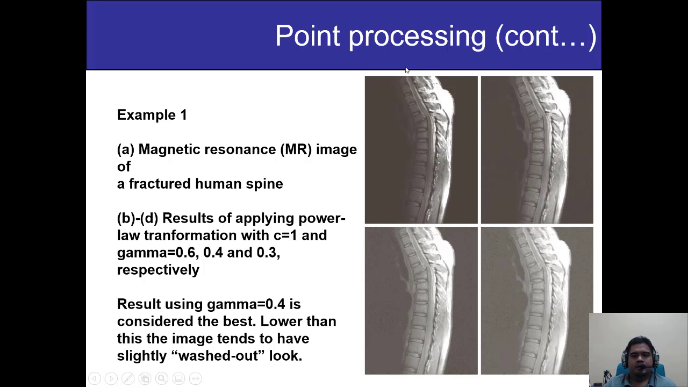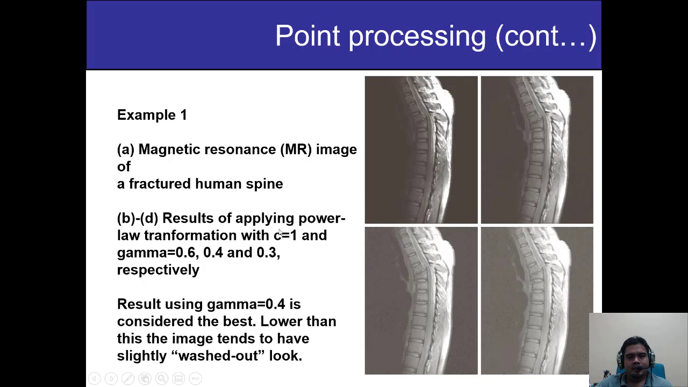Okay, it's a fractured human spine, but you can see that this is the input image, and of course this region is very dark and it's very difficult for radiology to observe the characteristic of fracture of this human spine. So one way you can enhance this image is by applying the power law transformation function, but you don't know which one is the best.